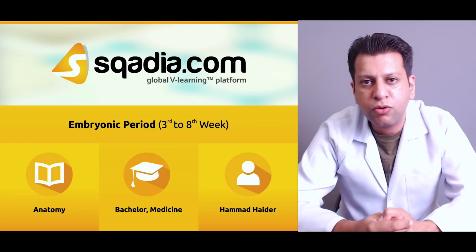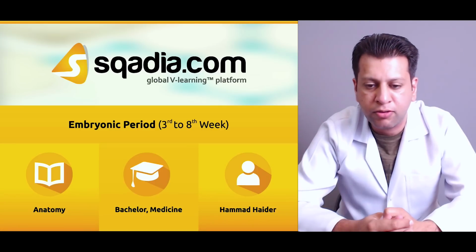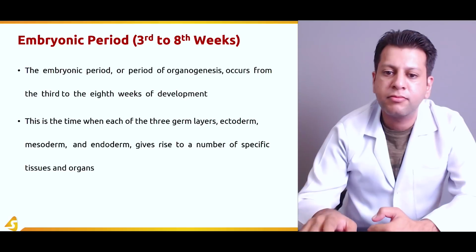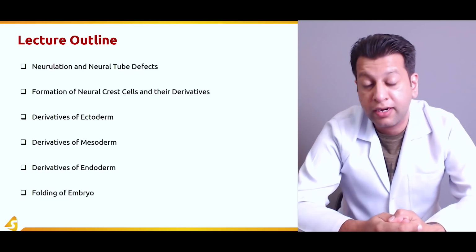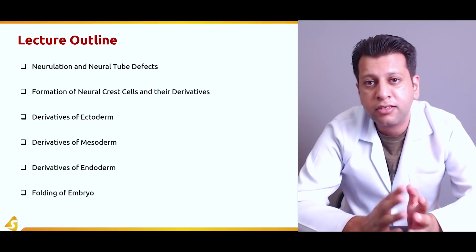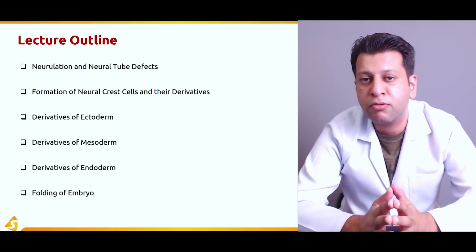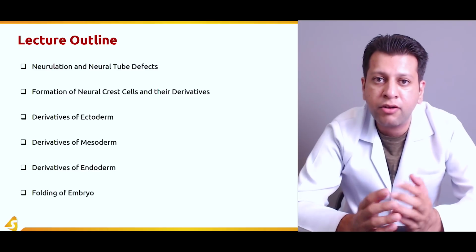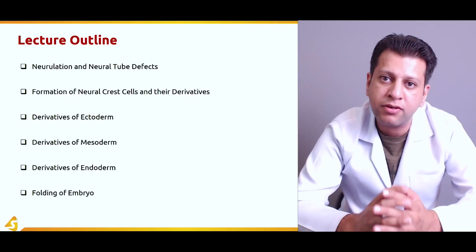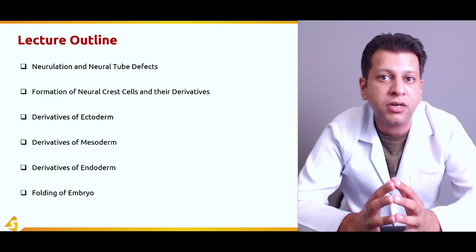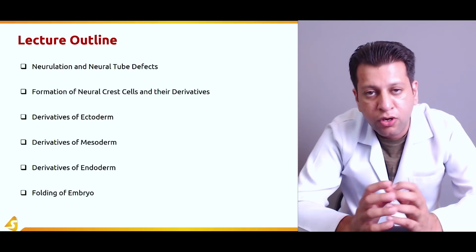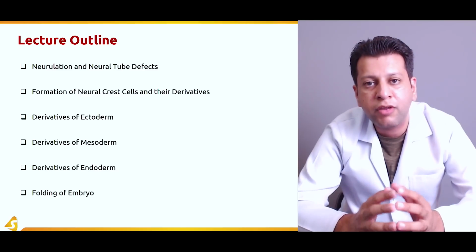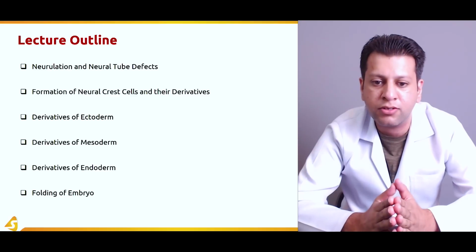Today, my lecture would include embryonic period, that is, the period from third week onwards till eighth week. My lecture would include neurulation and neural tube defects. I've already discussed in the previous lecture how the two germ layers are formed, how the cells divide to form an epiblast and hypoblast, and then they further divide into three germ layers or trilaminar disc formation, which is ectoderm, mesoderm, and endoderm. How these cells further divide to form the different parts of the embryo will be discussed in today's lecture.